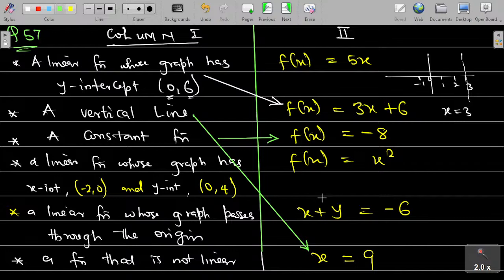All right, and then the next one, a linear function whose graph has an x-intercept (-2, 0) and y-intercept (0, 4). There is another way we could have done this. We can use these two things to generate the equation, but that would be a longer approach, even though if you understand it, it will still be easy.